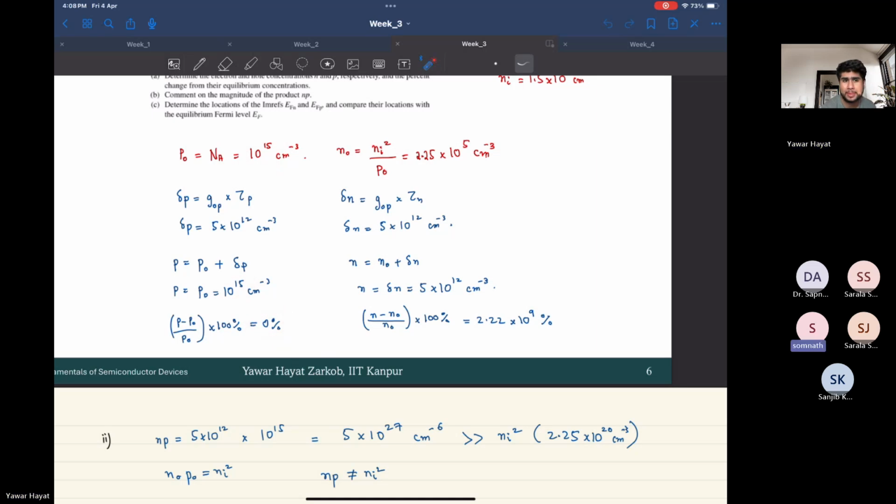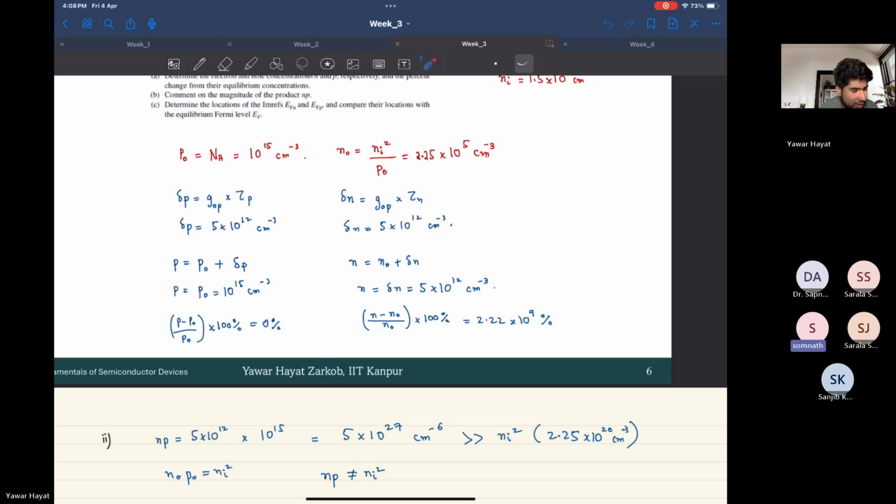In case of 5 and 12, see, this is 5 into 10 to the power 12. For P we neglect this. And in case of n, the excess is dominant.